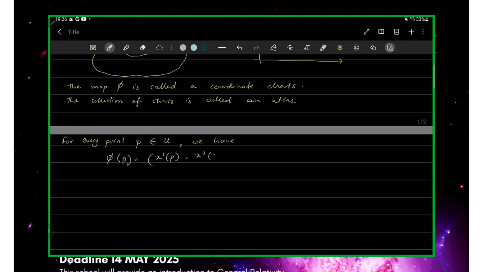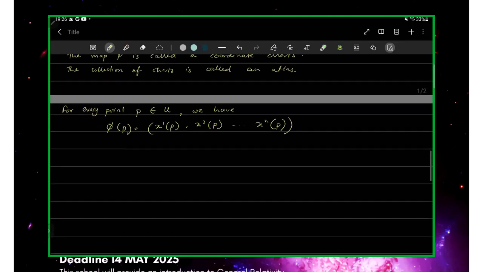X1P, X2P, up to XNP. Okay, so you can also write this in shorthand as X mu, where we use mu to denote the number of dimensions that we have. So mu basically runs from 1 to n.